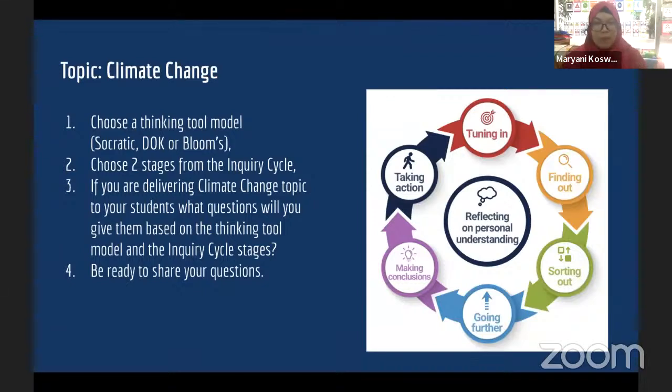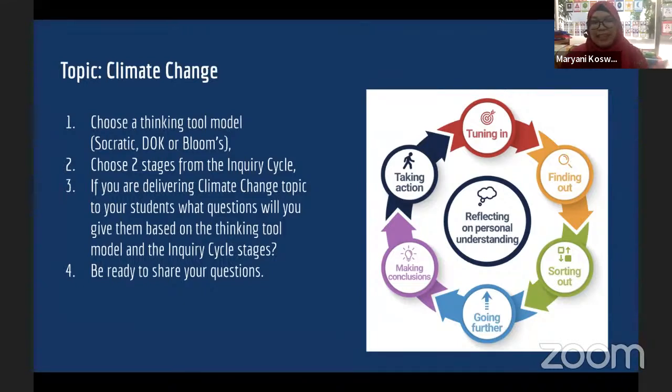Or if you're MYP or DP, perhaps you can choose the stage. So I give you 10 minutes. Choose a stage, or if not, just choose one stage. It's okay, our session is very flexible. The goal of this session is we also want to hear from you.